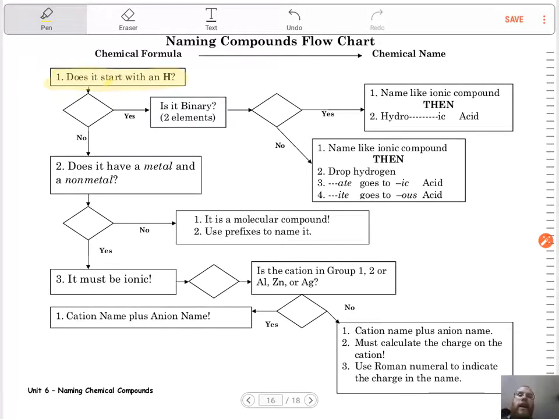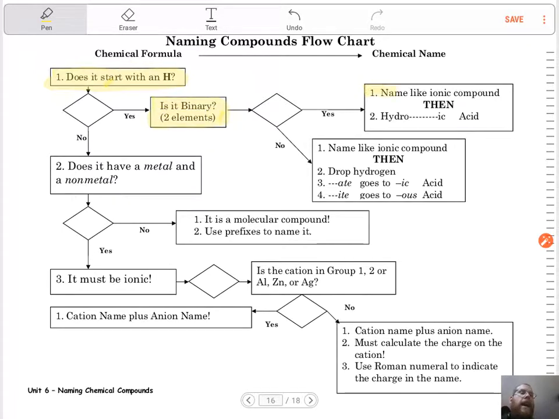All right, and if you see it, I would encourage you guys to start by going to, I think it's Table K, looking at the common acids first. But I'm going to briefly go over the naming rules for acids here, and we'll go into that more later on. Most of the acids you're going to see in this class will be right there in your reference table, so just look them up. So if it starts with an H, the answer to that question is yes. Then you want to ask yourself, is it binary, meaning 2 elements?